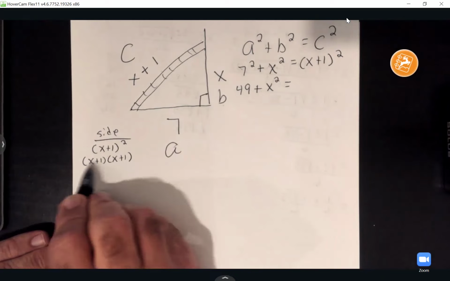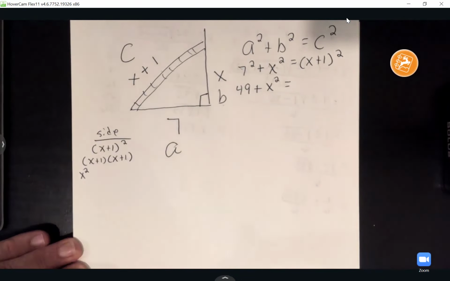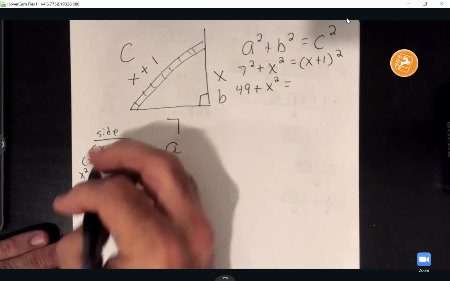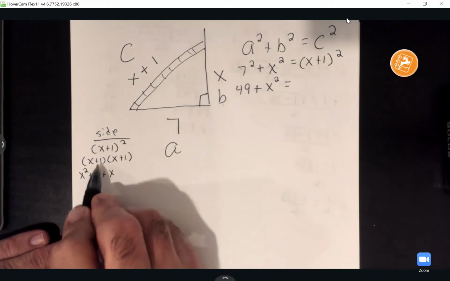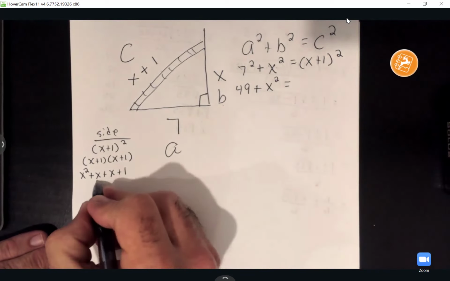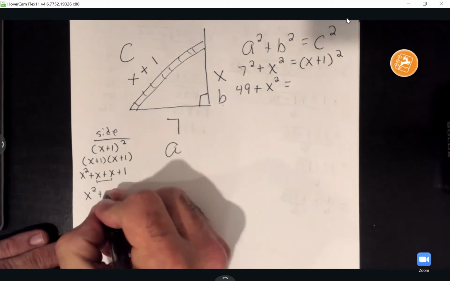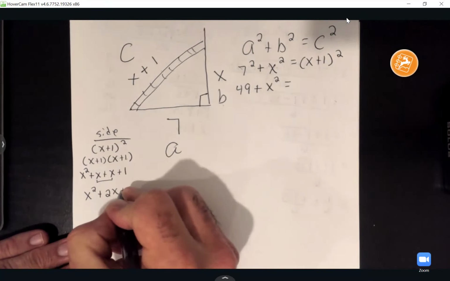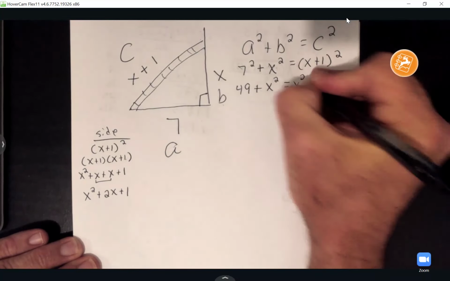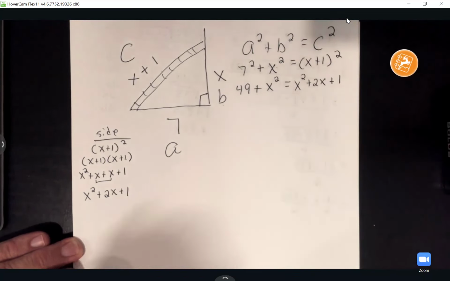So let's FOIL this. X times x is x squared. X times 1 is 1x. 1 times x is 1x. And then 1 times 1 is 1. And then we're going to add our like terms. So we get x squared plus 2x plus 1. Y'all, every single one of y'all will have this on the right side. X squared plus 2x plus 1.